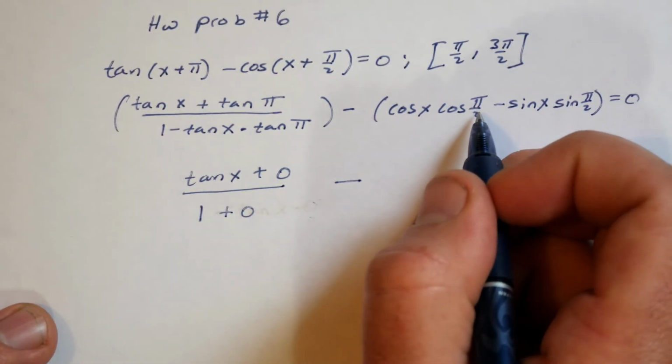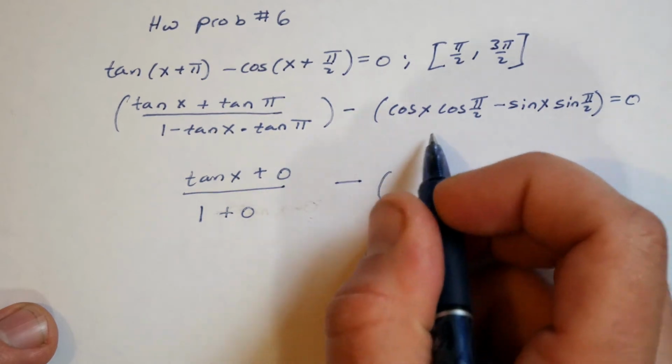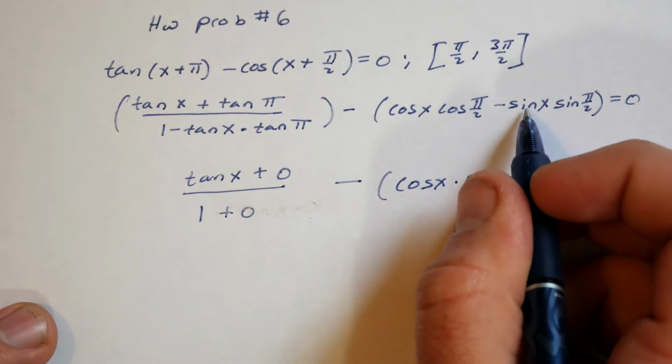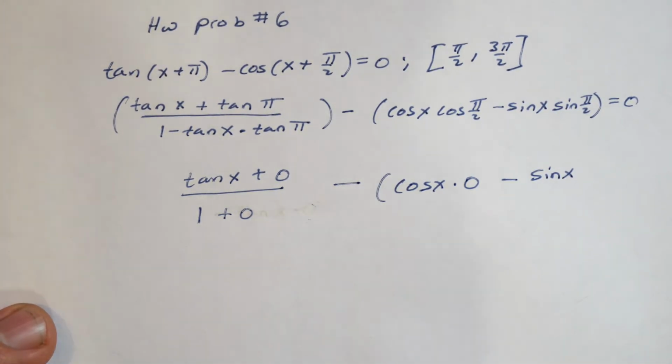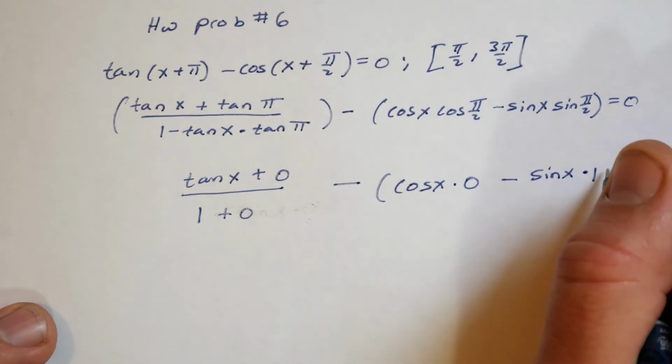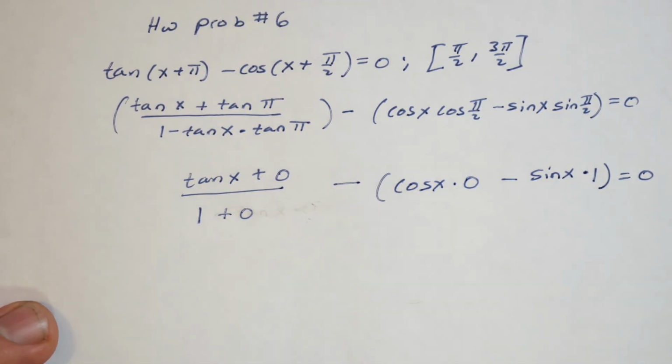And then we're going to get over here, cosine of pi over 2. What's cosine of pi over 2? Think, quick, let's go, 0. That's going to 0 out, right? Because it's going to be cosine of x times 0. And then we get sine of x. What's the sine of pi over 2? That's positive 1. So smart. That equals 0. So let's just simplify this mess, and this is an easy homework problem.